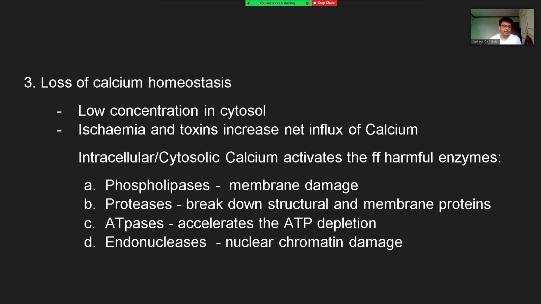The cell maintains a low concentration of calcium in the cytosol, mitochondria, and endoplasmic reticulum. But due to ischemia and toxins, calcium is released from the mitochondria and endoplasmic reticulum, and cytosolic calcium increases, which in turn activates a number of enzymes with harmful cellular effects. So intracellular cytosolic calcium activates the following harmful enzymes. Phospholipases cause membrane damage. Proteases cause breakdown of structural and membrane proteins. ATPases cause accelerated ATP depletion, and endonucleases cause nuclear chromatin damage.